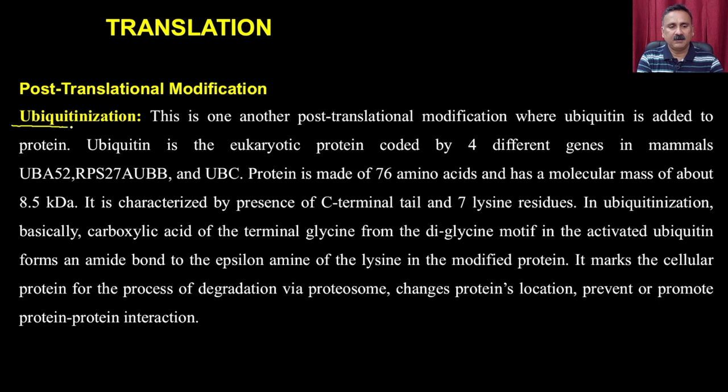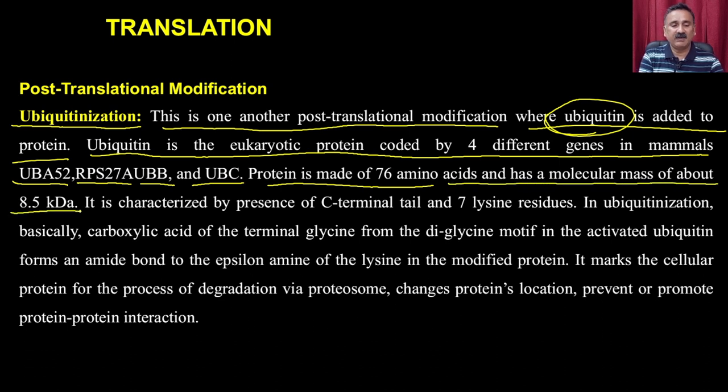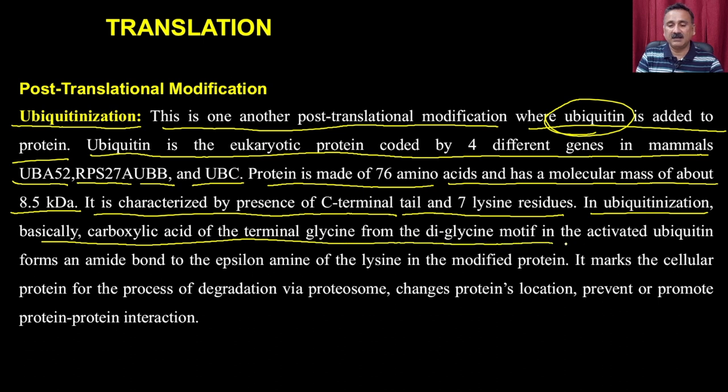Now, the second post translational modification is ubiquitination. This is another post translational modification where ubiquitin, which is actually a protein, is added to the protein. Ubiquitin is a eukaryotic protein coded by 4 different genes in mammalian cells, such as UBA52, RPS27A, UBB and UBC. The protein is made up of 76 amino acids and has a molecular weight of 8.5 kDa. It is characterized by the presence of a C-terminal tail and 7 lysine residues. In ubiquitination, basically the carboxylic acid side of the terminal glycine from the diglycine motif of the activated ubiquitin forms an amide bond to the epsilon amino group of the lysine in the modified protein.